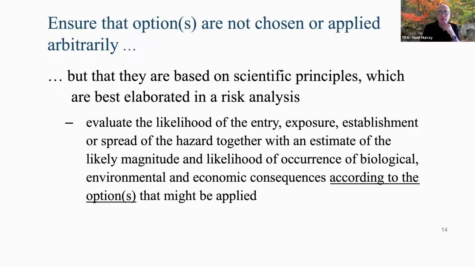It's important to ensure that the options are not chosen or applied arbitrarily. They must be based on scientific principles, which is best elaborated in the risk analysis, where we're obviously evaluating the likelihood of the entry, exposure, establishment and spread of the hazard, together with an estimate of the likely magnitude and the likelihood of occurrence of various consequences, according to the options that might be applied. So this is when we go back and revisit some of that work. At what points in the pathway are we going to intervene, and how does that impact on the overall risk estimate?